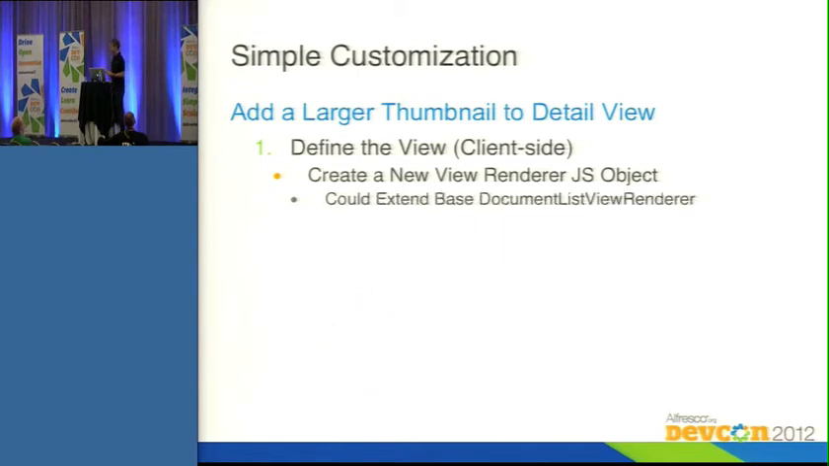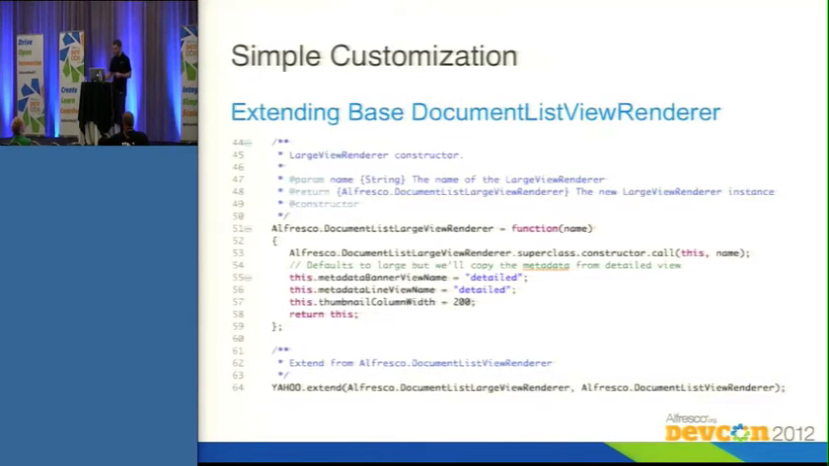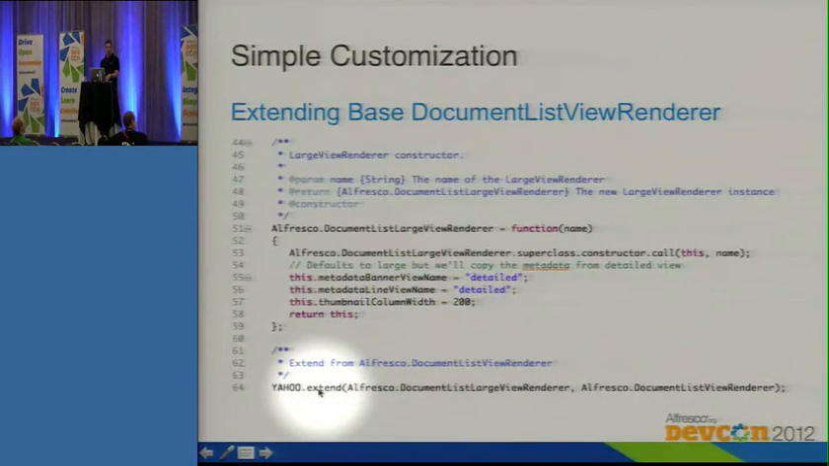So that was one method. We could also extend that base view renderer class with our own and do a lot more with it. So here's what that looks like. We can see at the bottom here, we're calling YUI's extend. We're extending document list large view render. It is an extension of document list view render.